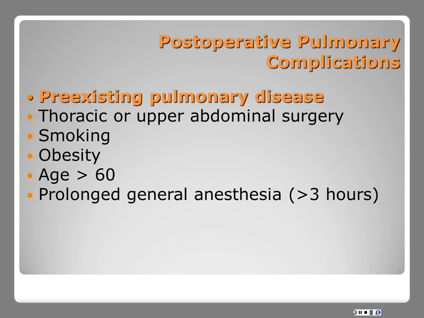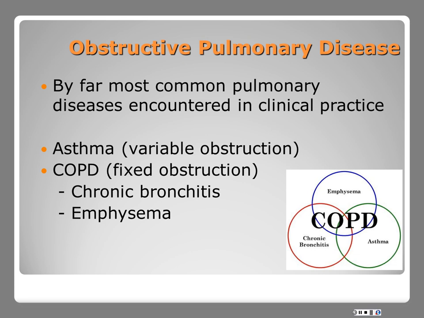The other risk factors for those complications post-op are that patients having either thoracic or upper abdominal surgery are more likely to have problems afterwards. Smoking, history of smoking, also not too surprising. Obesity, age over 60, and then prolonged general anesthesia over 3 hours. These are all kind of established risk factors for pulmonary problems in the PACU.